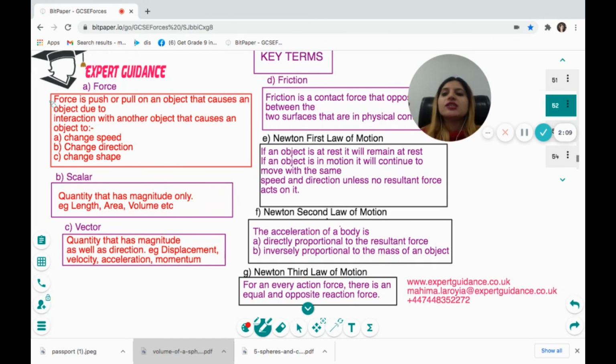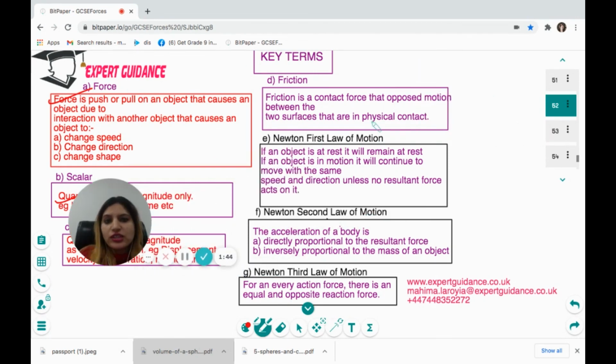Just to summarize, force is a push or pull on an object due to an interaction with another object, and it causes an object to change speed, direction, or shape. Scalar is a quantity that has magnitude only, like length, area, and volume. Vector is a quantity that has magnitude as well as direction. Example: displacement, velocity, acceleration, momentum. Friction is a contact force that opposes the motion between two surfaces that are in physical contact.